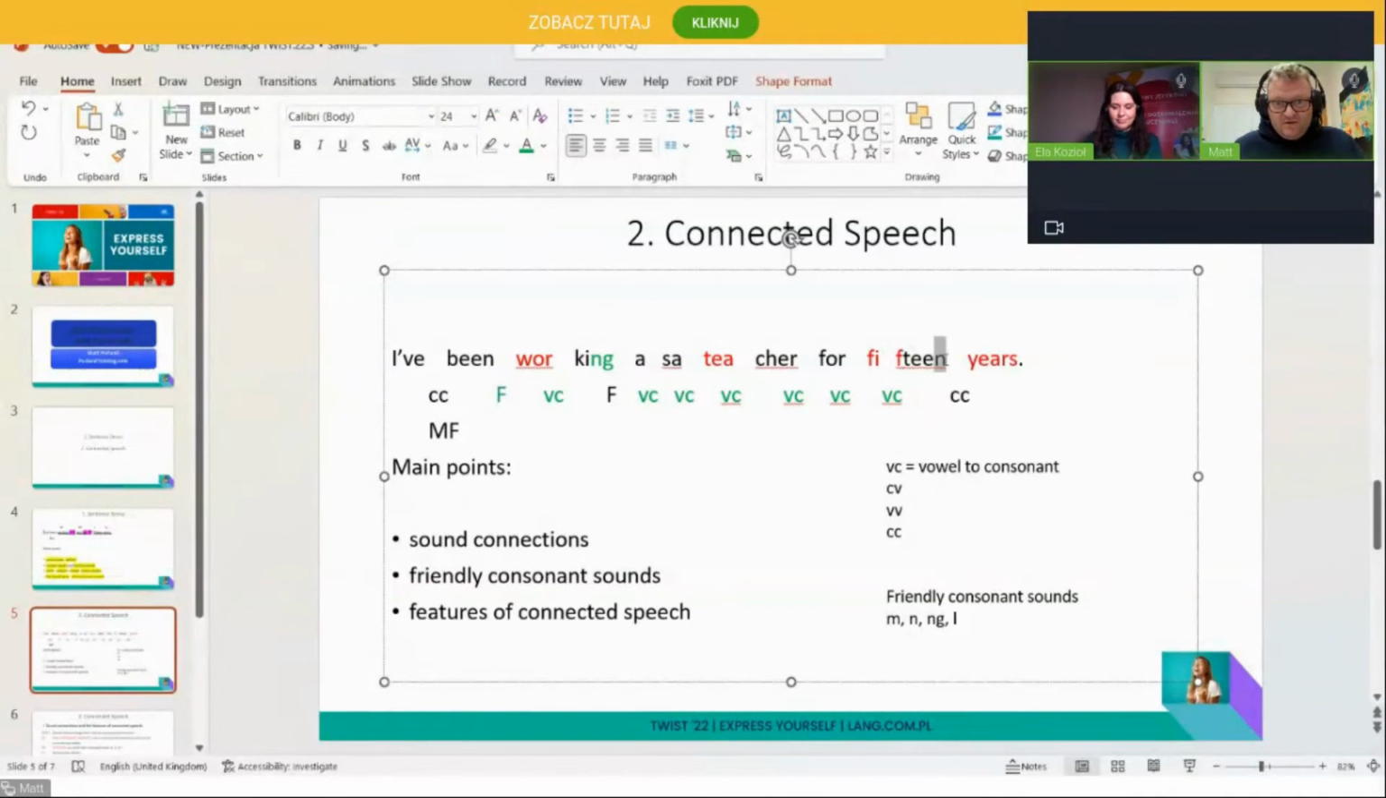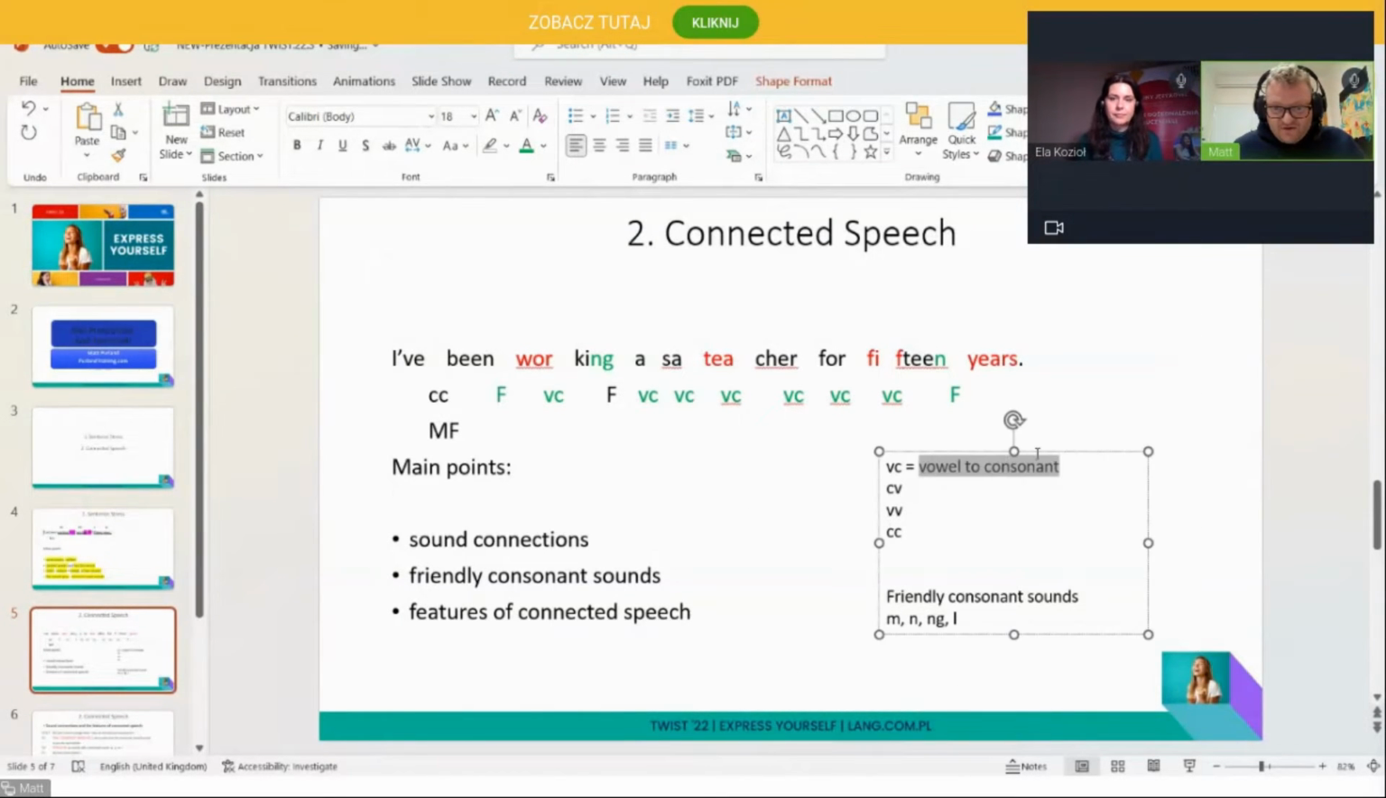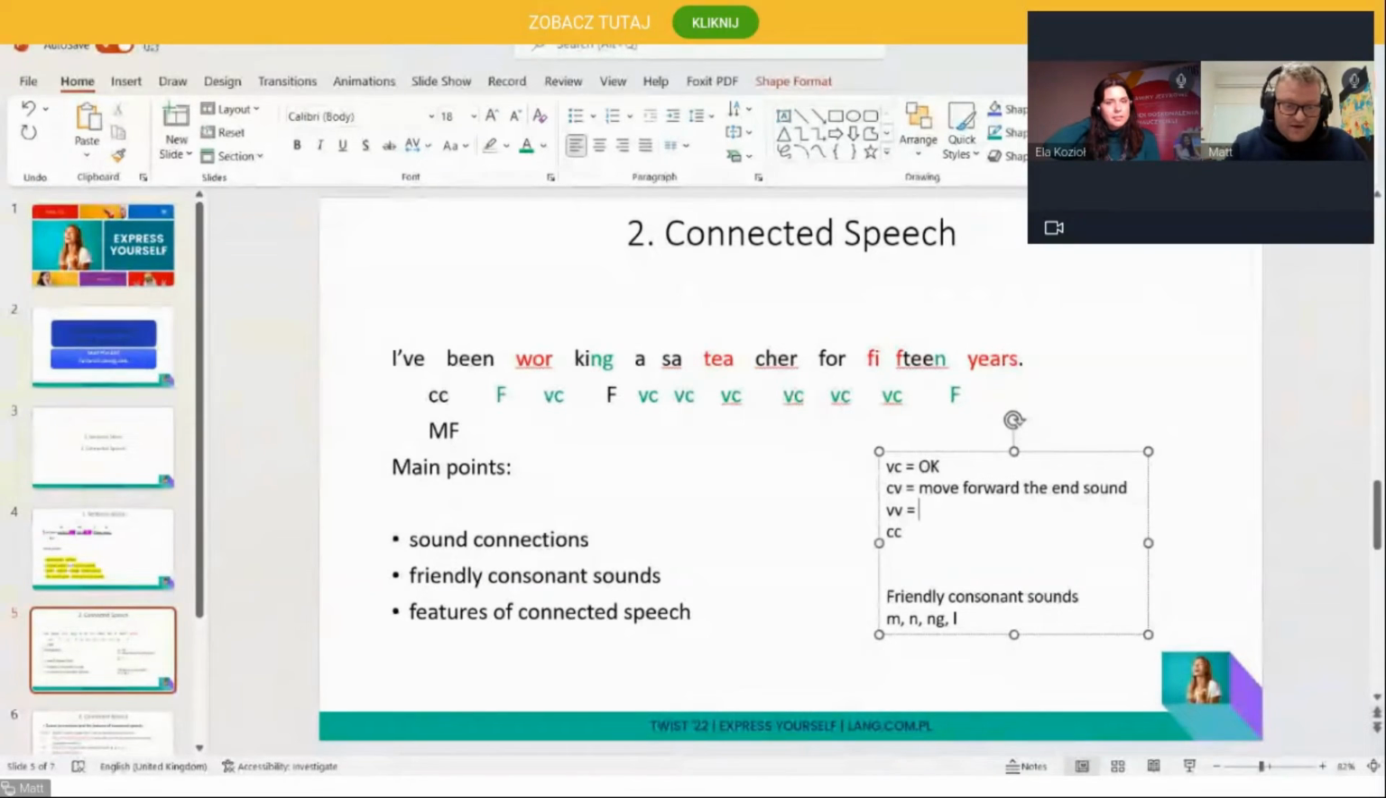It's a friendly one. You can see from the... I know this is going to be new for a lot of people, but we can practice this with any sentence, even just two or three words. It's going to be the same result every time. VC, vowel to consonant, it's okay. Don't change it. CV is move forward the last sound, or the end sound. VV, we're adding something. We haven't got one example, but we're adding w, y, or r.